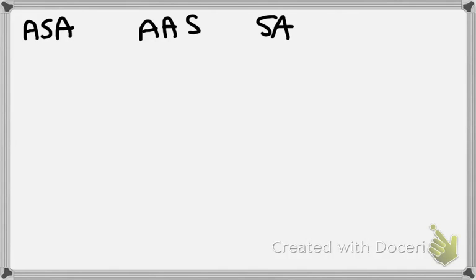Today and tomorrow you're going to be working on the exact same topics, which will be ways to prove triangles congruent. There are 4 different methods that you will be working with that are general to all triangles. They're called ASA, AAS, SAS, and SSS.